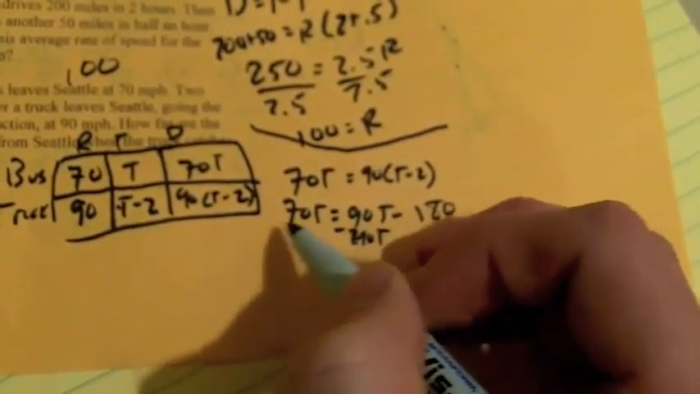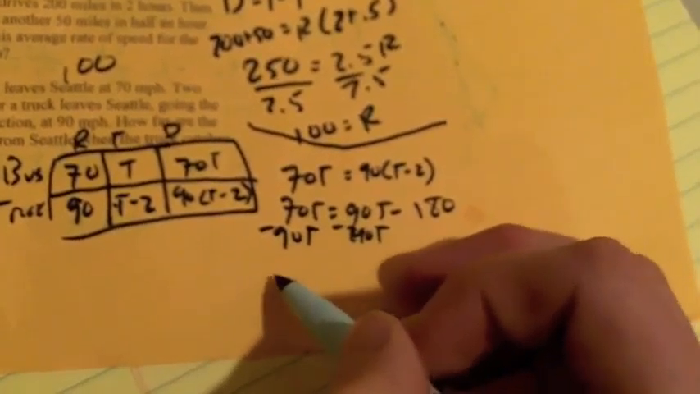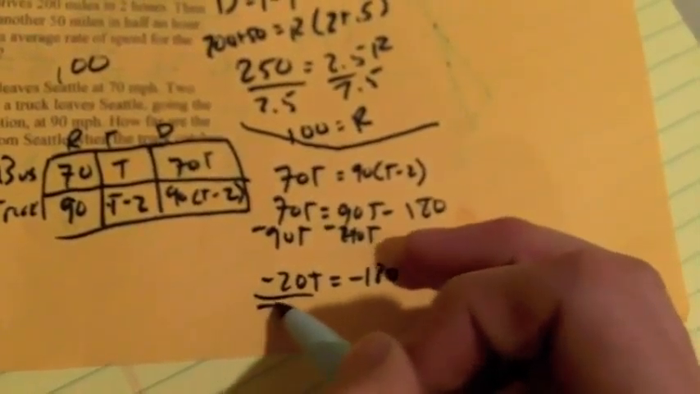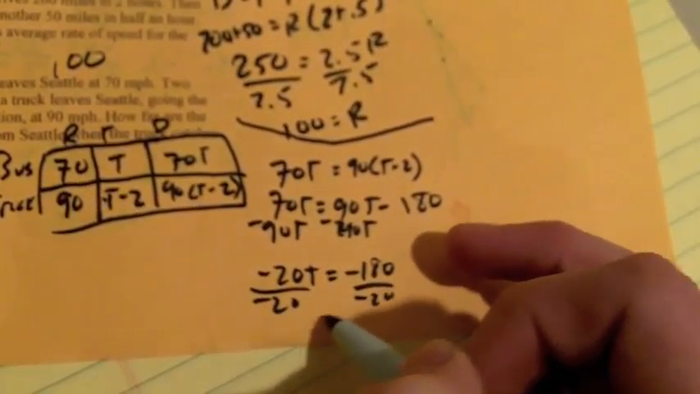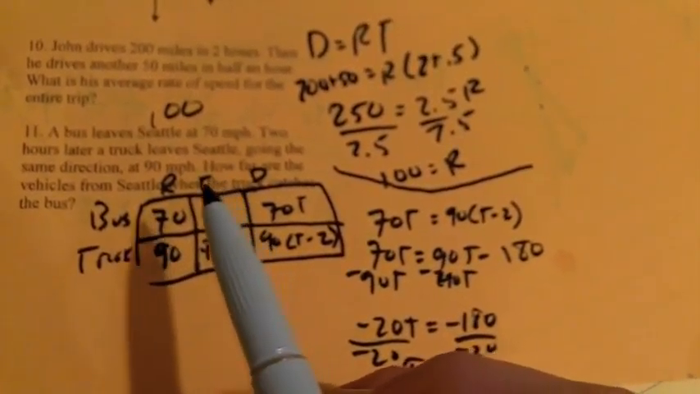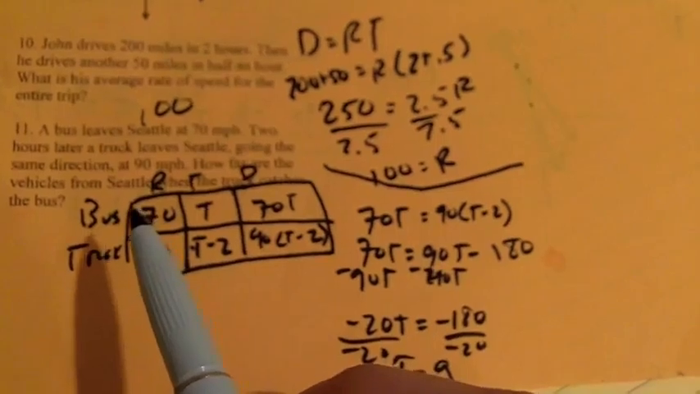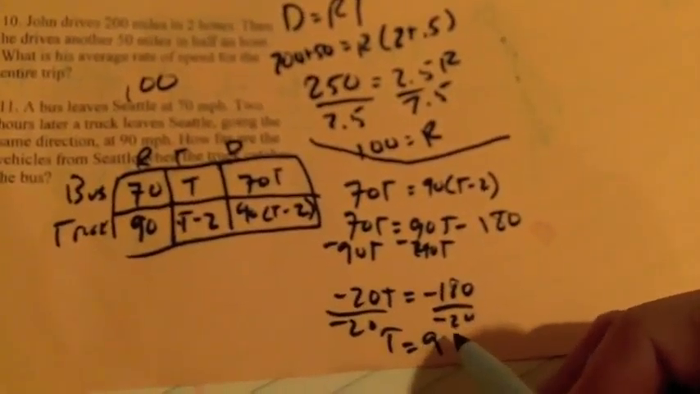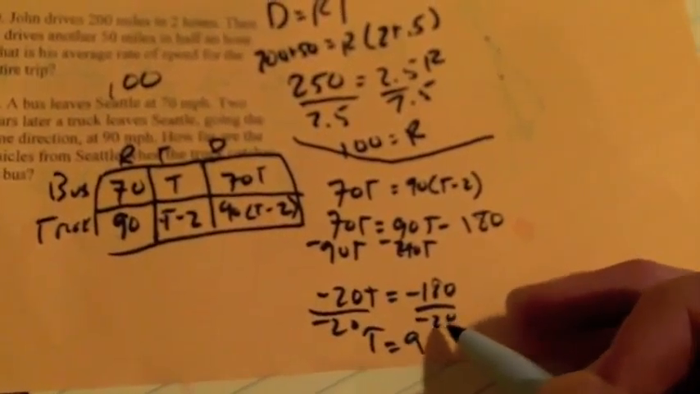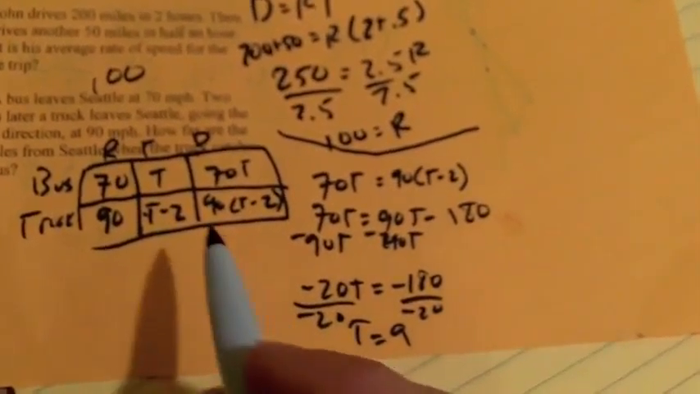Subtract 90t. Subtract 90t. Negative 20t equals negative 180. Divided by negative 20. Divided by negative 20. T equals 9. I go and make sure that's what they asked me for. It says how far are the vehicles from Seattle when the truck catches the bus. Time is not a distance. How far is a distance. So I actually need to go back and plug this in to find the distance.